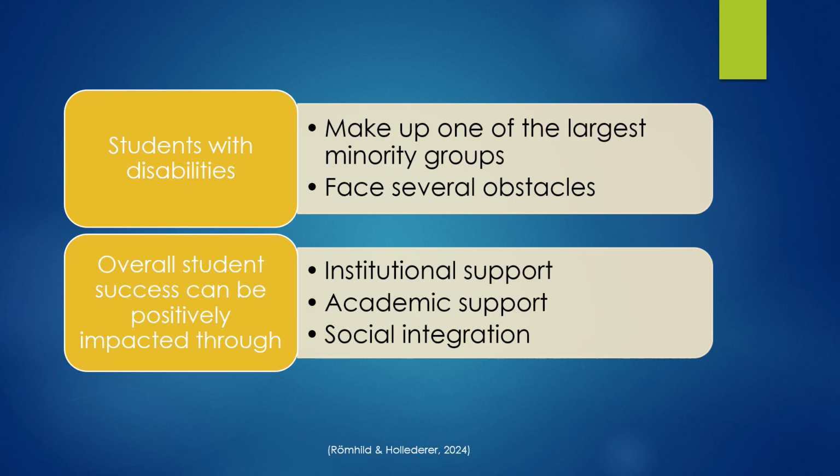In terms of student diversity, students with disabilities constitute one of the largest minority groups. Students with disabilities face several obstacles, such as greater academic distress, lower social support, and less engagement on campus compared to their peers. This is why it's essential that educational systems have policies and processes in place to ensure that all students have equal opportunity. Research has shown that institutional support, academic, and social integration, particularly in the student's first year, can positively influence their learning and enhance overall student success.